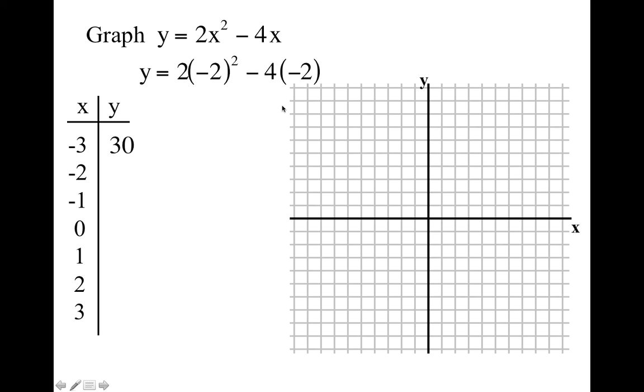Doing that again for negative 2. Negative 2 to the second power is 4. 2 times 4 is 8. 8 plus 8 is 16. These are larger values. Negative 1 to the second power is positive 1. 2 times 1 is 2. Plus 4 is 6. And now that will fit on the graph.